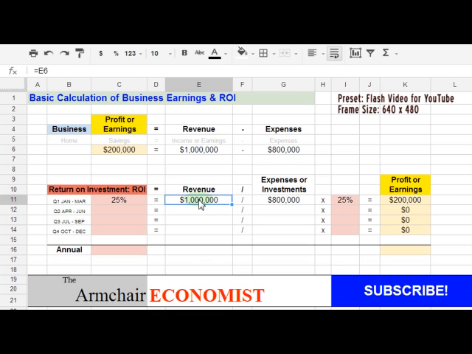Well, for the next quarter, we're going to take this revenue here, we're going to turn right around and invest it again.